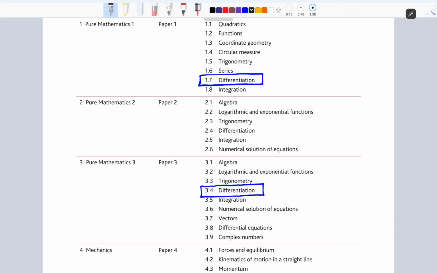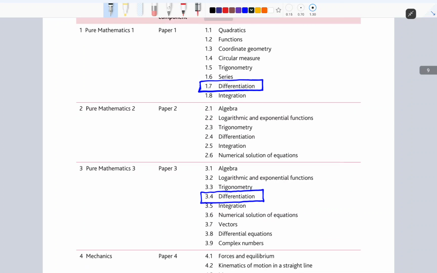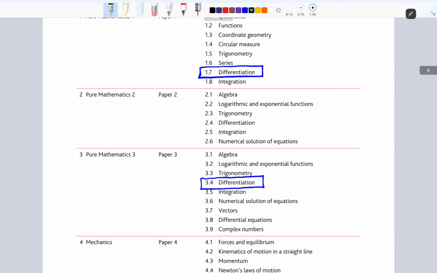Because if you look at it, for you to say you are done with A-level mathematics, you are going to write paper 1, pure mathematics 1, and pure mathematics 3. Then of course you're going to write two other papers. Pure 1 has 8 topics, pure 3 has 9 topics, and it looks like you have 17 topics, but in reality you actually don't, because there are topics that are just a continuation, and differentiation is one of those topics.